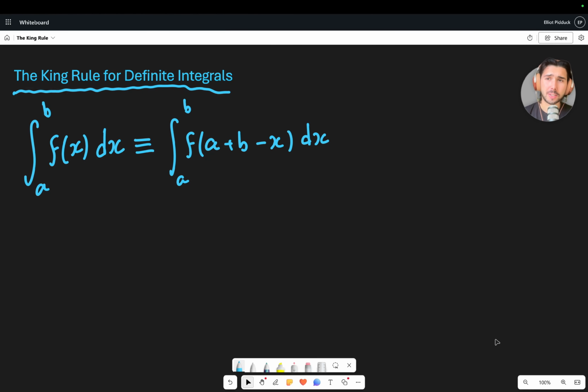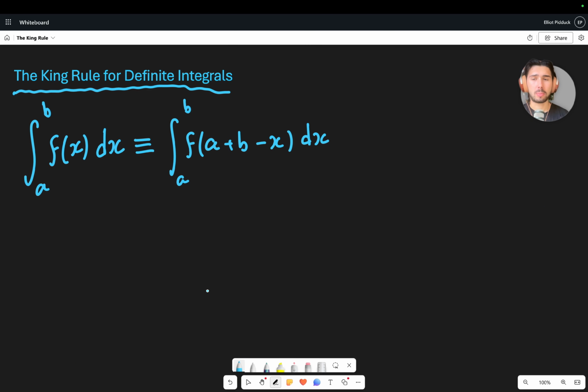In this video, we're looking at something called the King rule for definite integrals. And I've written down what it is right here so you can see it. It says that the integral from a to b of f of x with respect to x is actually identical to the integral from a to b of f of a plus b minus x dx.